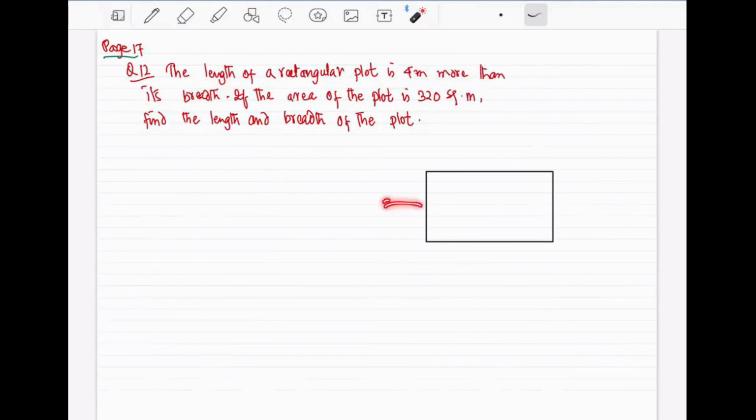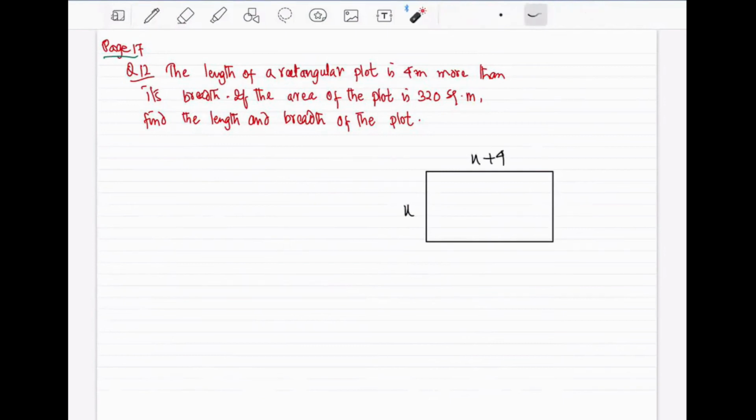That means if I take breadth as 1, length will be 1 plus 4. That will be 5, right? If I take the breadth to be 2, this one will be 2 plus 4. That will be 6. Take it as 7. It will be 7 plus 4 equal to 11. But we don't know which value to take, right? So we take the breadth as x. This is longer. Longer by how much? By 4 meters. So here, if I take it as x, the length will be x plus 4.